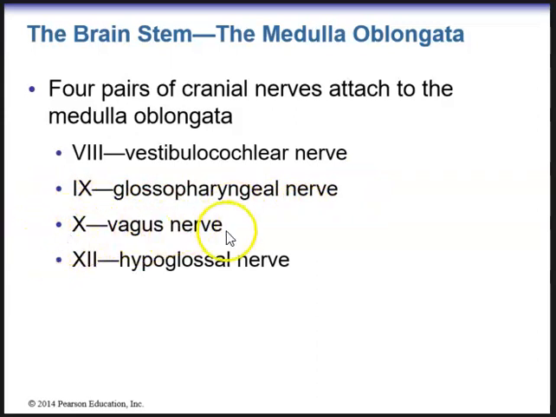Cranial nerve 10 is the vagus nerve. And then cranial nerve 12, this is the hypoglossal nerve. This is the nerve that, in order to test it, you ask a patient to stick out their tongue, because it provides innervation to the muscles of the tongue.